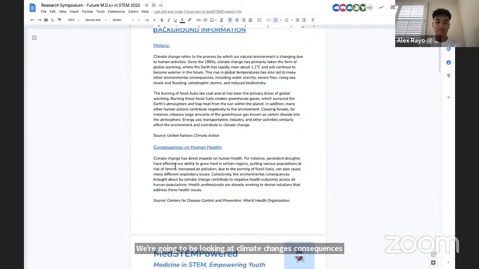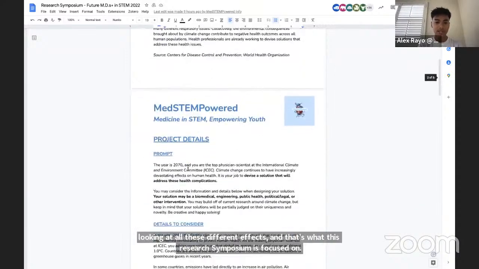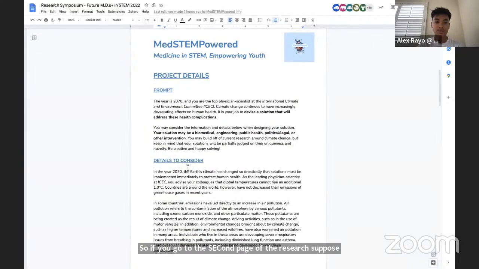So for example, in this paragraph, you see some examples of these consequences, such as droughts affecting the ability to grow food and increased air pollution. So we're going to be looking at all these different effects, and that's what this research symposium is focused on. If you go to the second page of the research symposium document, you'll see the actual details for the project. And the prompt is basically, again, you're going to be looking at the various consequences that climate change has had on human health and medicine as a whole.